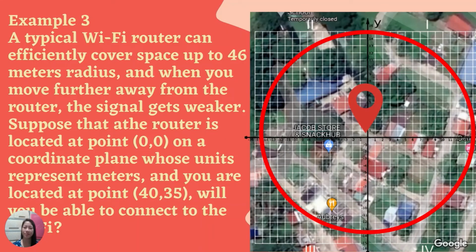For our next example, let's solve this given problem. A typical Wi-Fi router can efficiently cover space up to 46 meters radius. And when you move further away, the signal gets weaker. Suppose that the router is located at (0, 0) on the coordinate plane whose units represent meters and you are located at point (40, 35), will you be able to connect to the Wi-Fi?